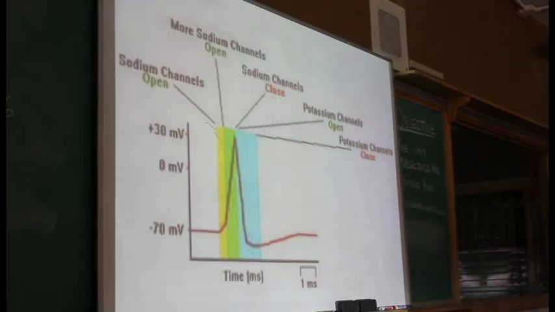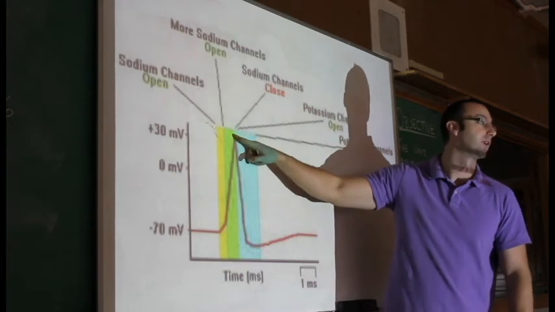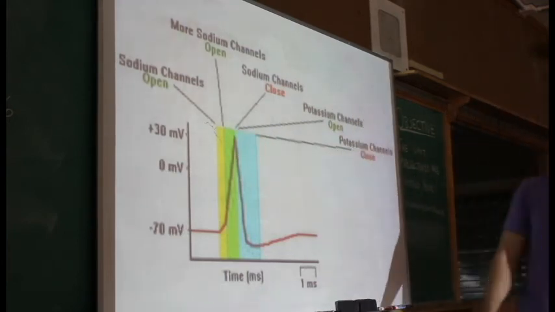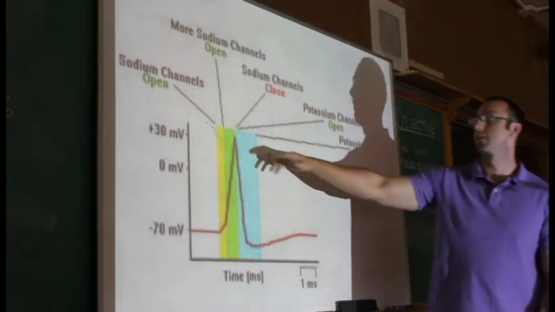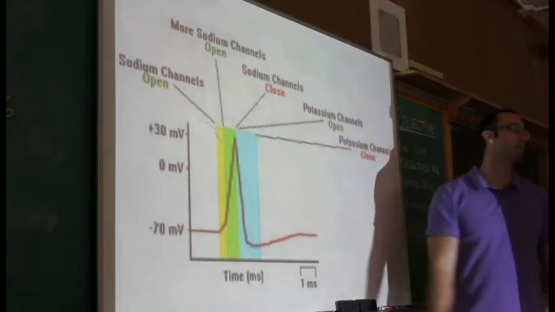So we're bringing a lot of sodium in. Sodium has what charge? +1, right? So if we're bringing in a lot of sodium, we're going to actually extend up into the positive range. That's called depolarization. After we hit our maximum positive, the sodium channels close and potassium channels open up.